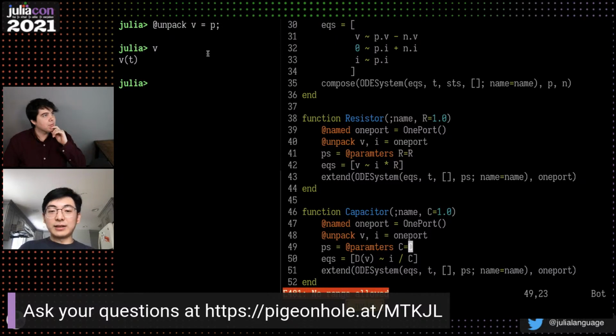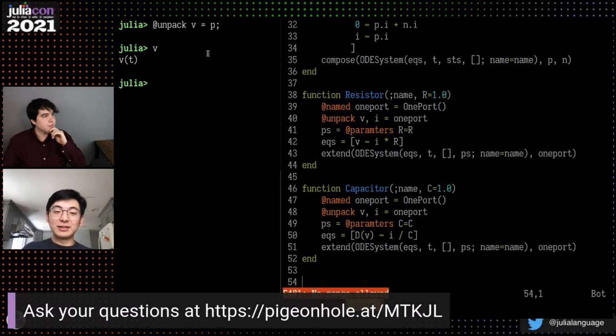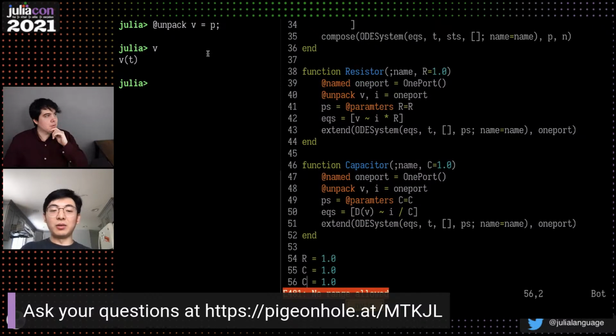So basically, the capacitor has the parameter of capacitance instead of resistance, and then here is the governing equation for the capacitor. Now, basically, we've finished all the hard work of defining components. Now we can say, let's instantiate an RC circuit with resistance equals 1 and capacitance equals 1, and then, oh, sorry, I missed one thing.